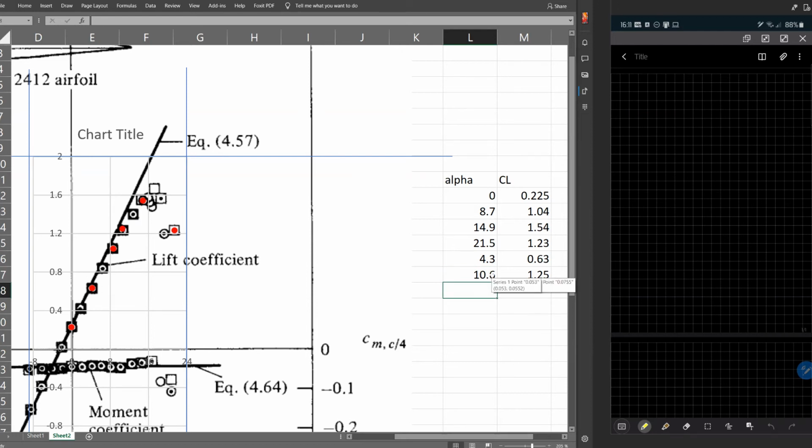Okay, maybe a bit more. No more, 10.7. Okay, and let's move a bit down this point, 23. And move a bit to the right. Okay, that's the experimental point. It's exactly in the center of my data.